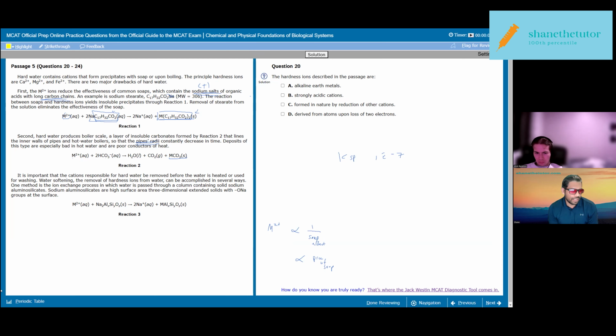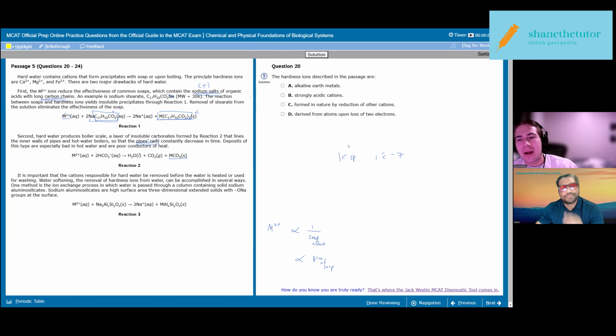And reaction three shows the sodium aluminosilicate solid and the hardness cation, and it causes the hardness cation to bind to the sodium aluminosilicate, and it'll kick the sodium ion out. So okay, cool.